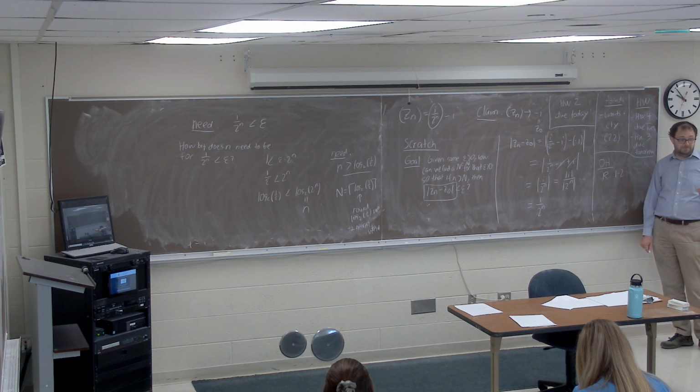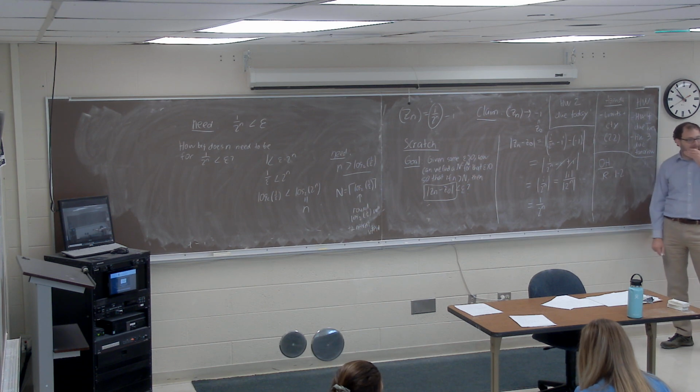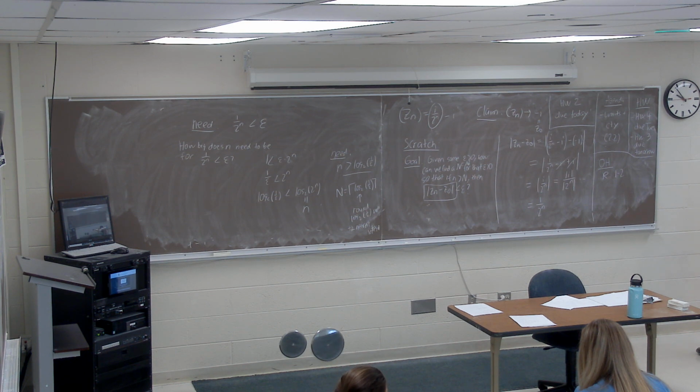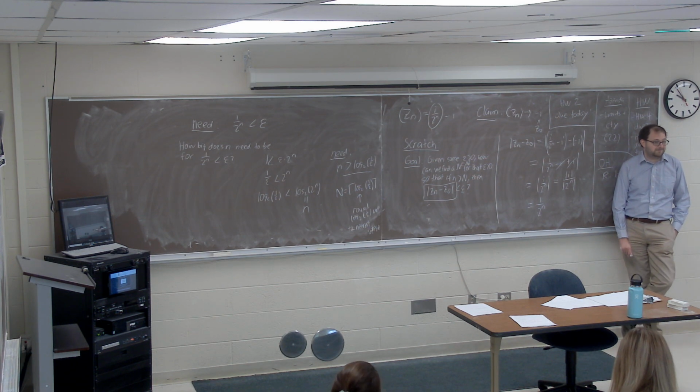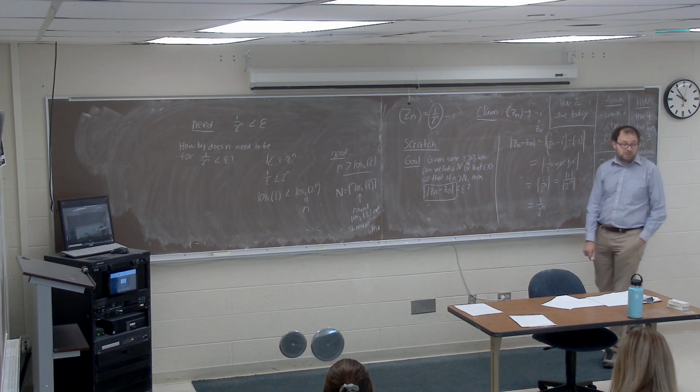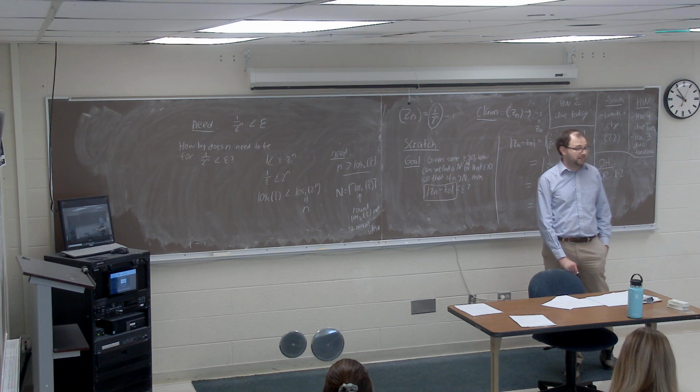So far, so good? Caleb, you look like you have something you want to ask. So what if there's an epsilon value that's smaller than, or an n that's smaller than the log base 2 of 1 over epsilon? Well, then you just want to make sure your little n doesn't include that.